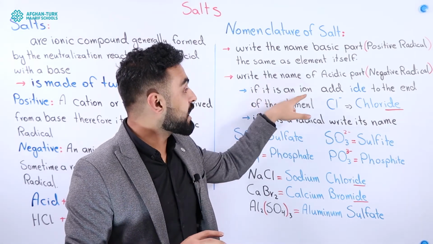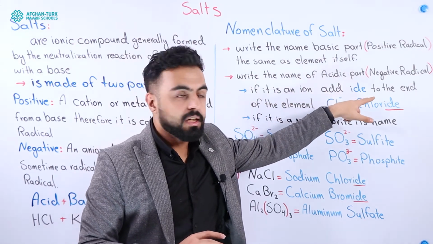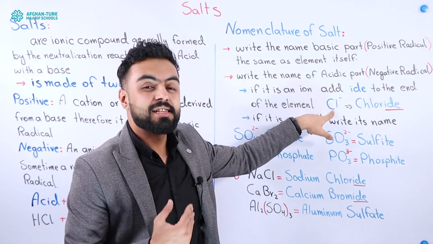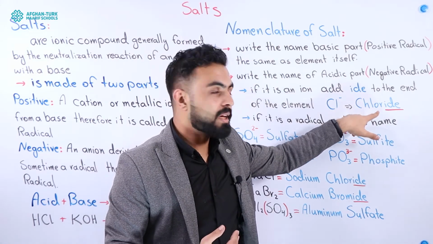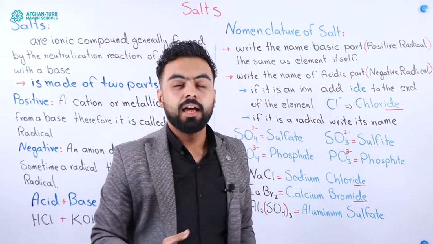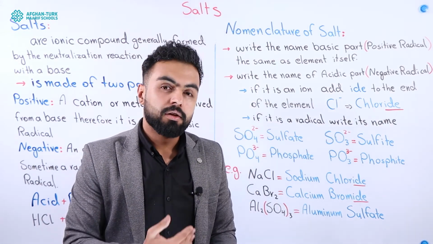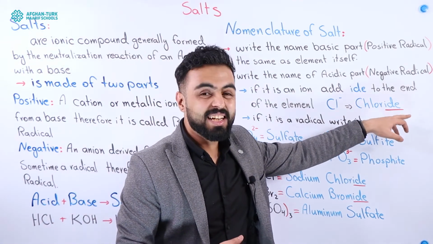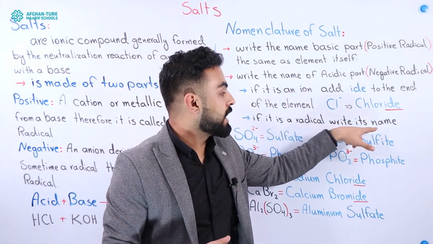If it is an ion, add IDE to the end of the element. For example, if it is an element like chlorine, write not chlorine but chloride. If it is bromine, write bromide. If it is fluorine, write fluoride. Okay? Add only IDE. But if it is a radical, write its name.